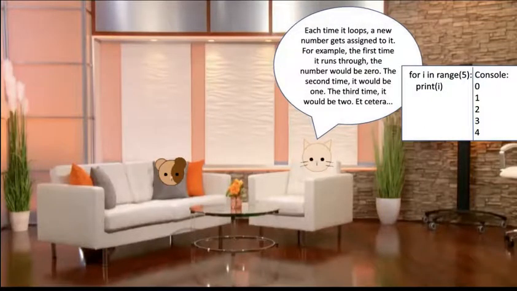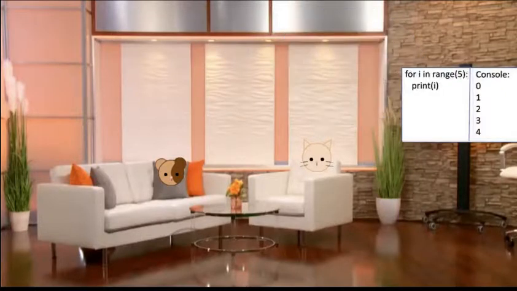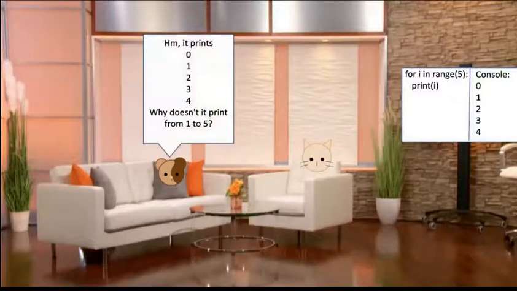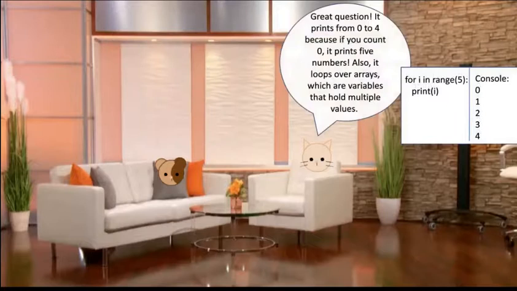Each time it loops, a new number gets assigned to it. For example, the first time it runs through, the number will be 0. The second time it would be 1. The third time it would be 2, etc. It prints 0, 1, 2, 3, 4. Why doesn't it print from 0 to 5? Great question. It prints from 0 to 4 because if you count 0, it prints 5 numbers. Also, it loops over arrays, which are variables that hold multiple values.